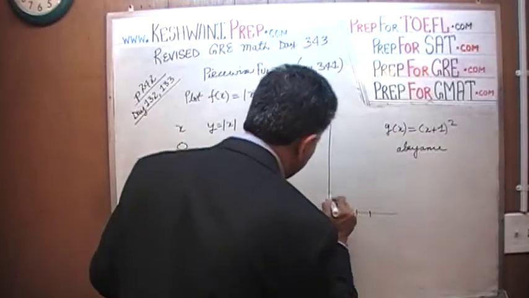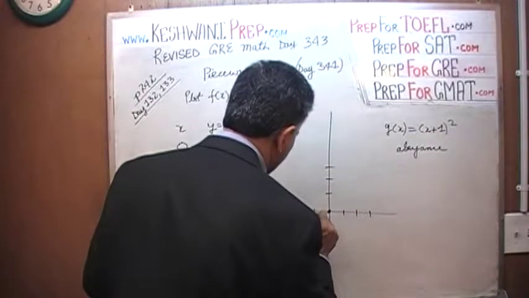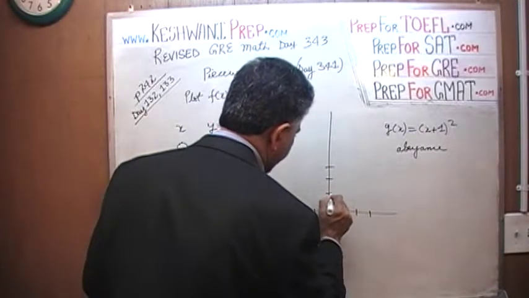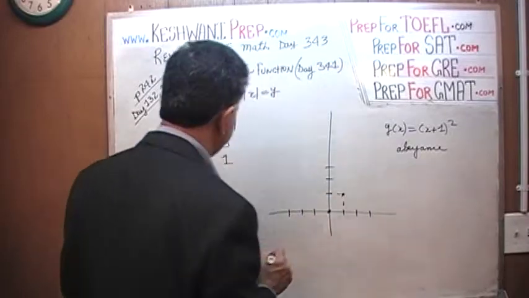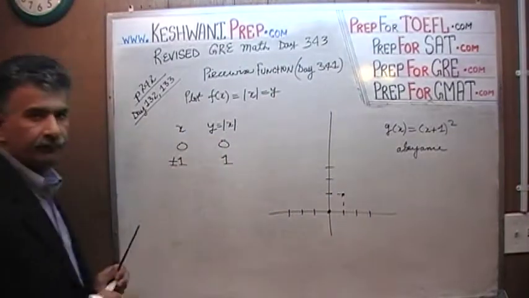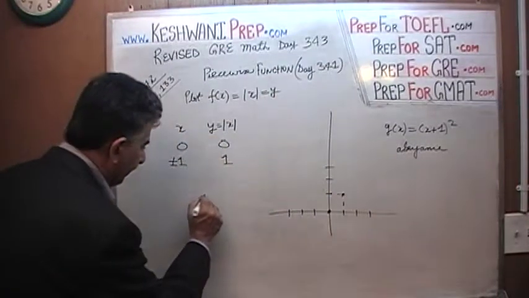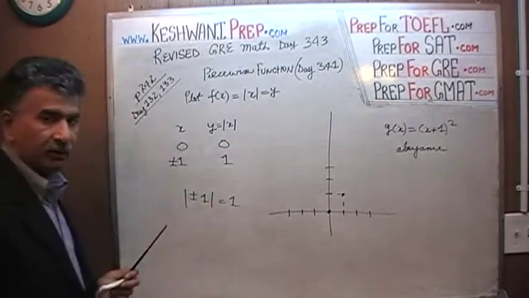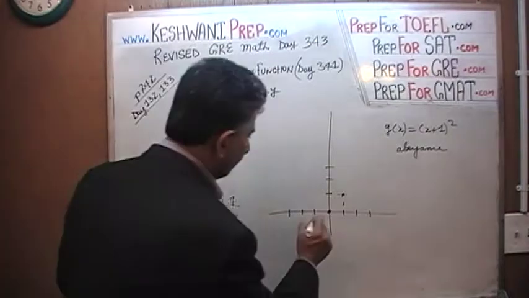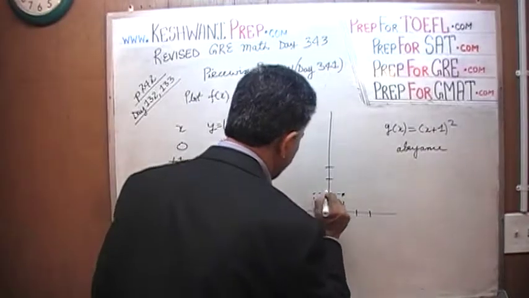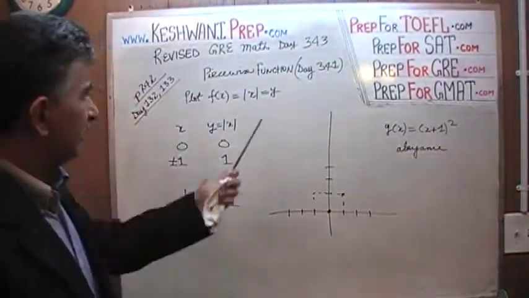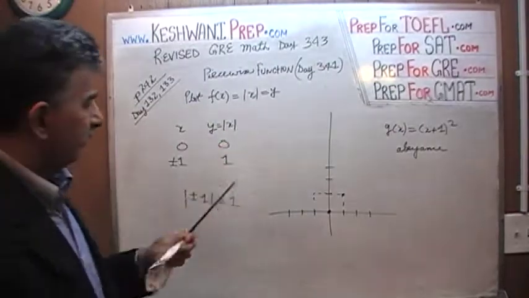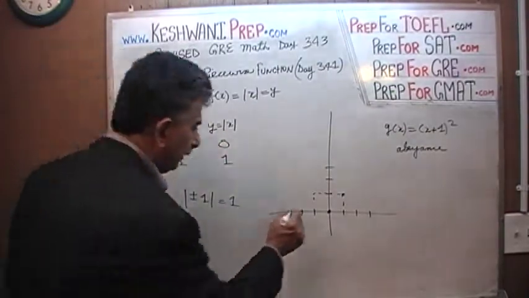When x is 1, y is 1. What happens when x is negative 1? Well, absolute value of negative 1 is also 1. So absolute value of positive or negative 1 is 1. So when x is negative 1, I shouldn't have to explain all this in so much detail because we learned it already on day number 341. We know what the shape is going to be here.